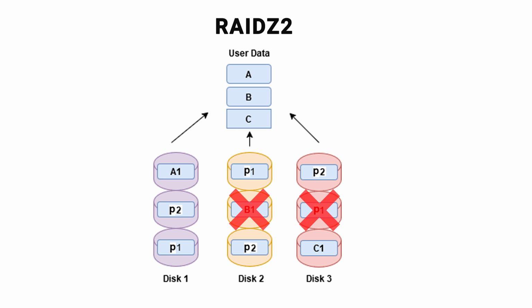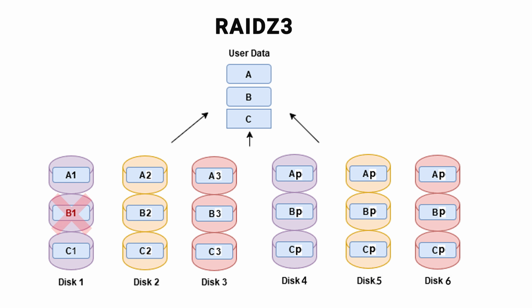RAID Z2 allows for the loss of up to 2 disks. The remaining healthy drives are sufficient for correct pool reconstruction, ensuring data recovery even in the event of a double failure. RAID Z3 has the highest level of fault tolerance and allows for the loss of up to 3 disks. If the other drives are healthy, full data recovery is possible even in complex scenarios with multiple failures.